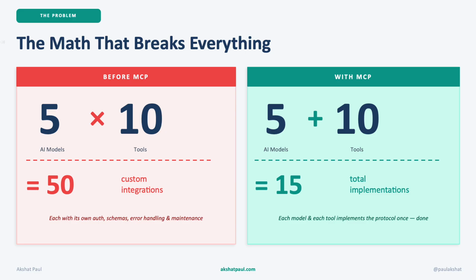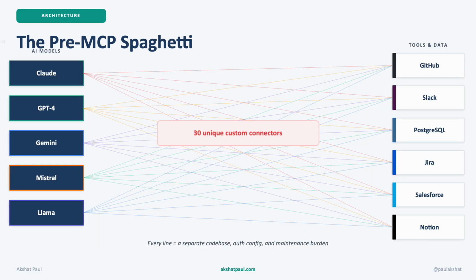That's not a marginal improvement. That's a fundamentally different equation. And as we'll see, the real world pain was even worse than the math suggests. Take a good look at this diagram. This is the pre-MCP world. On the left, you've got your AI models: Claude, GPT-4, Gemini, Mistral, Llama. On the right, your tools: GitHub, Slack, Postgres, Jira, Salesforce, Notion.